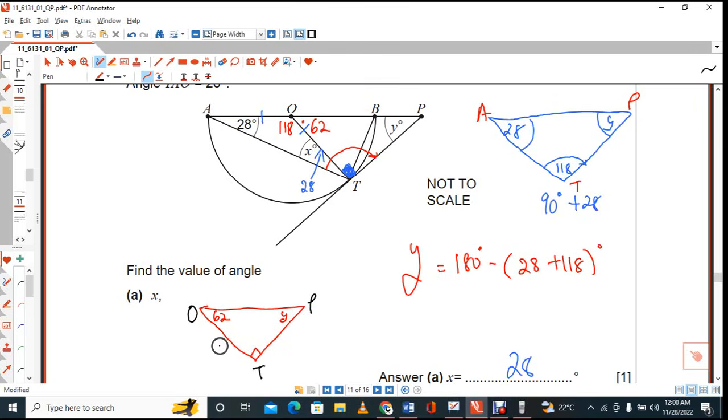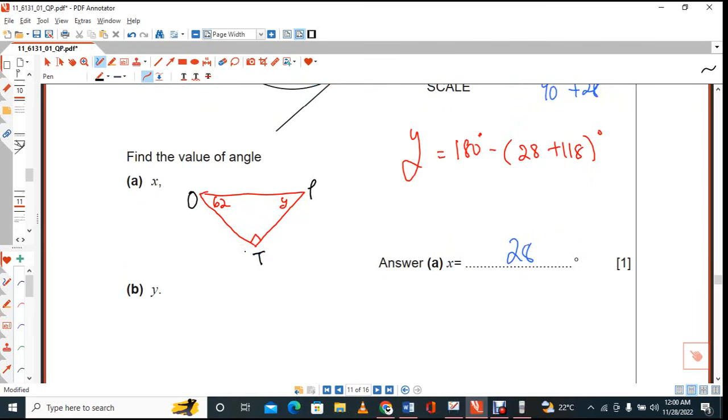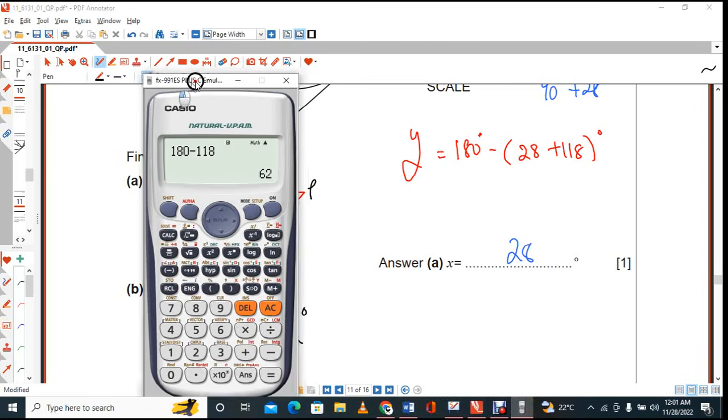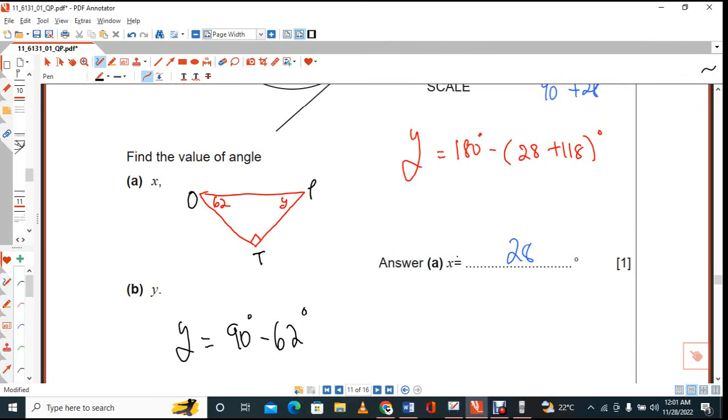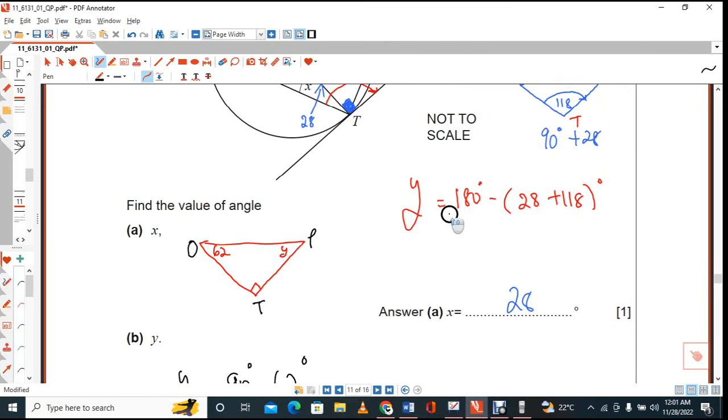And looking at this triangle OTP, you can say that the angle sum of a triangle is 180 degrees. So if this is 90, these two should equal 90. So you can say 90 minus 62. Again, you will get the same answer. Okay, so you can say 90 take away 62. Let me see if my triangle makes a little bit of sense.